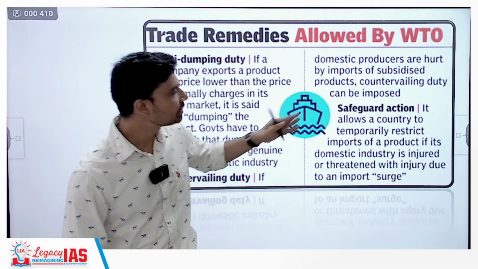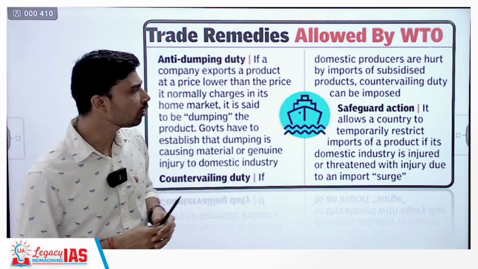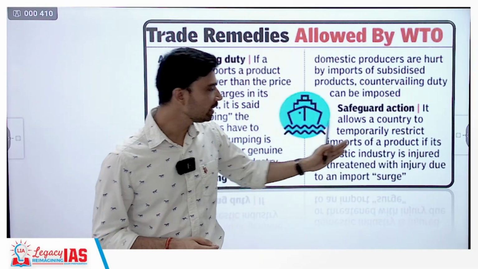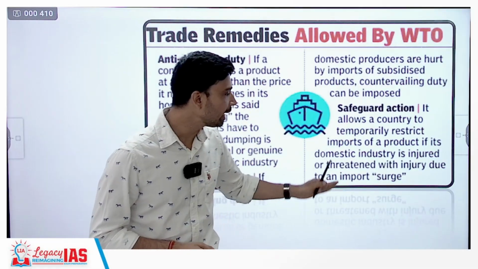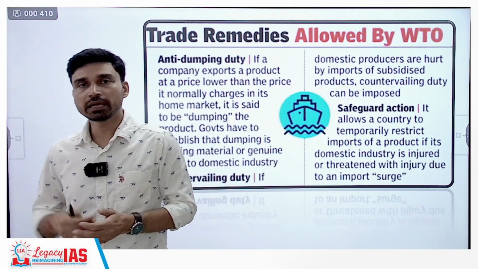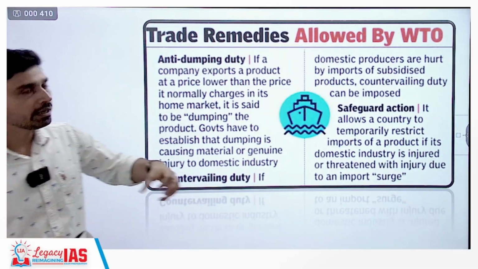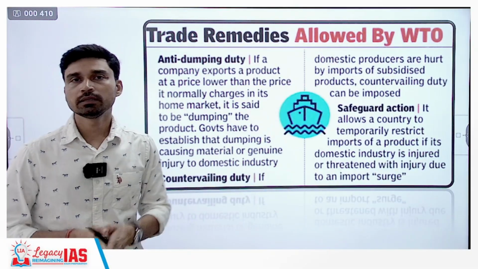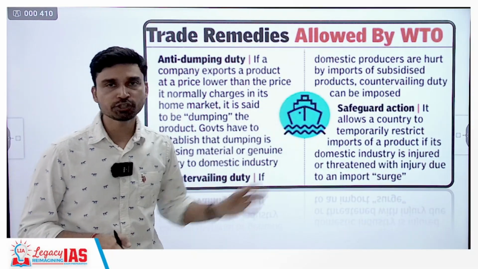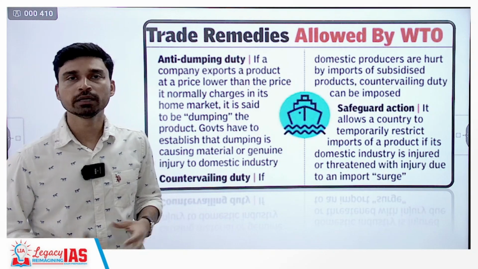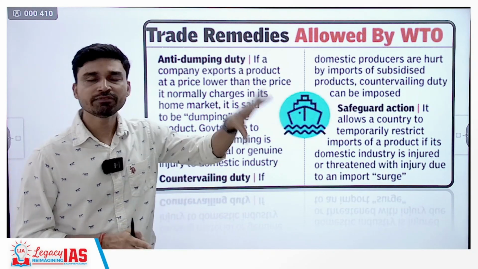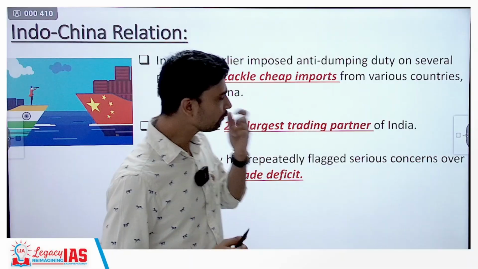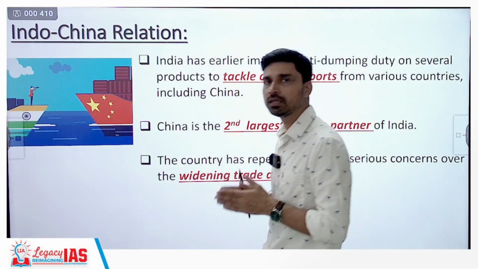Similarly, safeguard action is also allowed by WTO, which allows a country to temporarily restrict import of certain products if its domestic industry is injured or threatened with injury due to an import surge. So, not only a duty, but if a huge amount of import is flowing in and it carries a risk that it can completely decimate the domestic manufacturer, then a stoppage, or temporary suspension of that particular item, can also be done. So, the anti-dumping duty, countervailing duty and safeguard action are all within the rules established by the World Trade Organization.